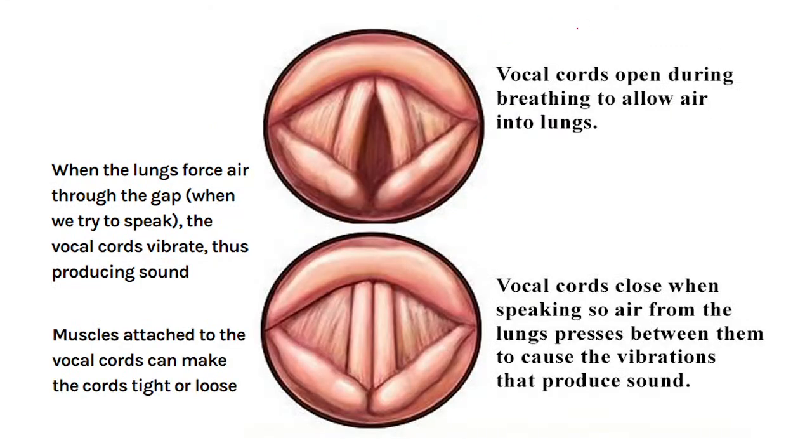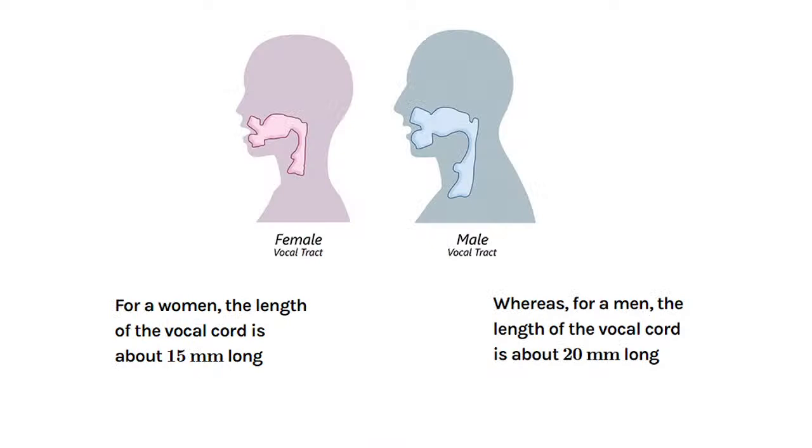So now you have already understood this. In this picture you will see that when air is forced in between, it goes inside through those gaps. The vocal cords vibrate, they open up, and the sound is produced. So the vocal cords open during breathing. When we breathe in, this gap is open. When we breathe out, the vocal cords are closed. And that's how sound is produced by the opening and closing of the vocal cords.